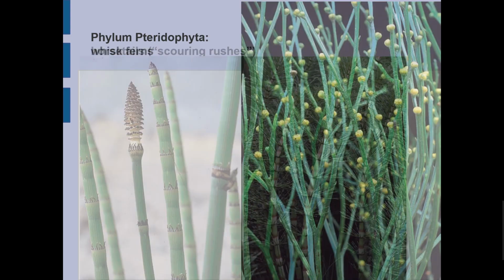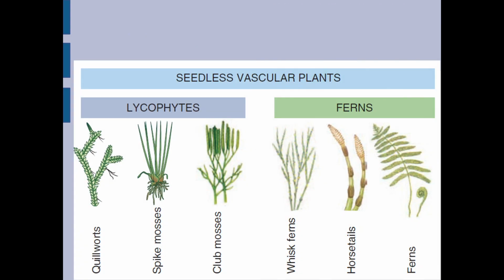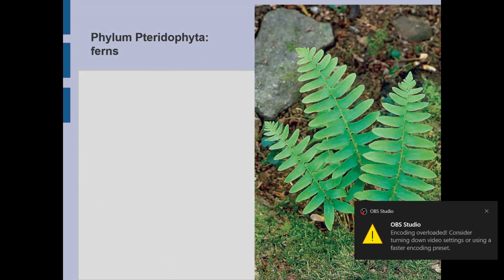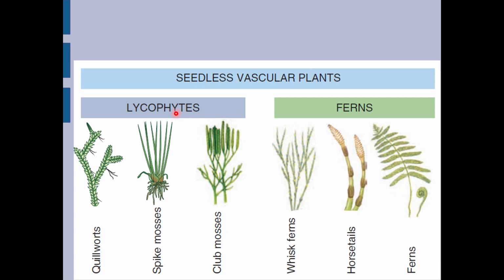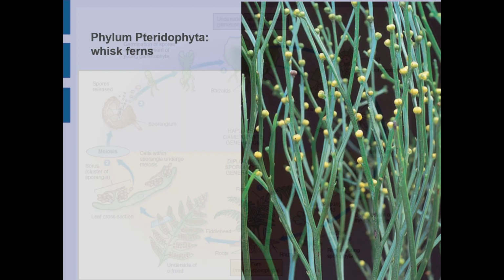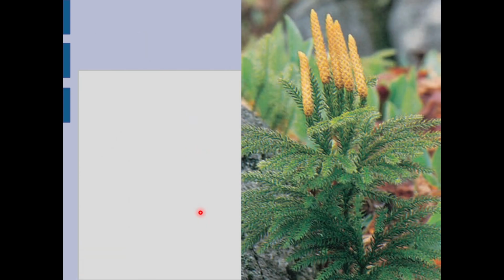One moment, I will show you. So here it's still seedless vascular plants, but they are divided into lycophytes and ferns. Lycophytes is the Latin name for the mosses. And this one is actually a club moss. And club mosses go dancing during the night. That is why they are called club mosses.